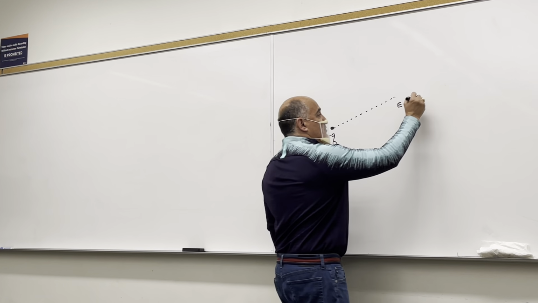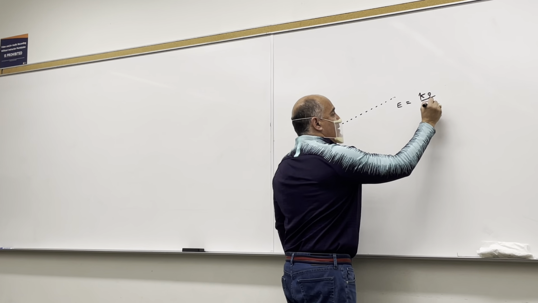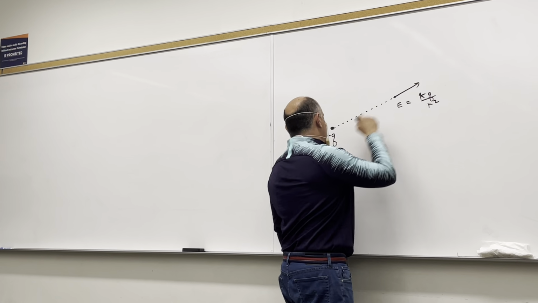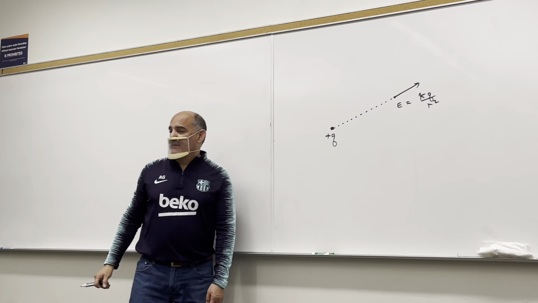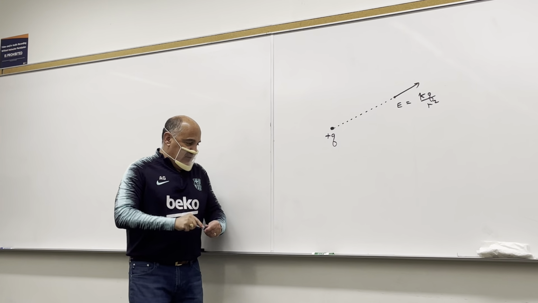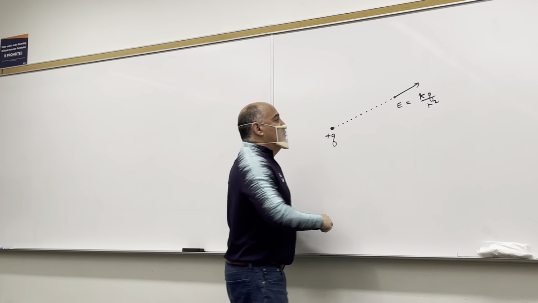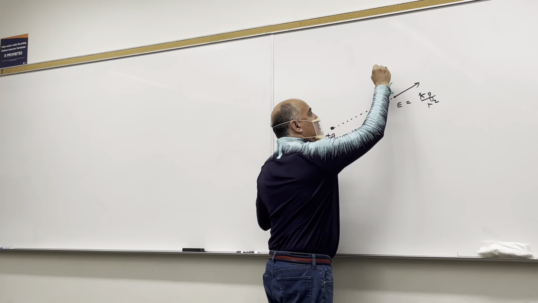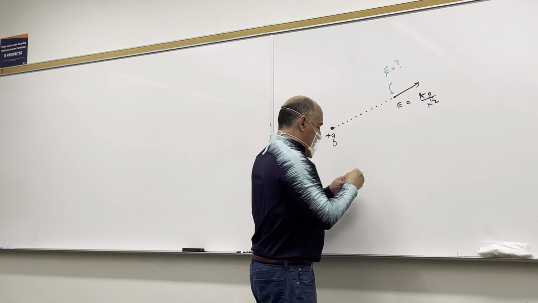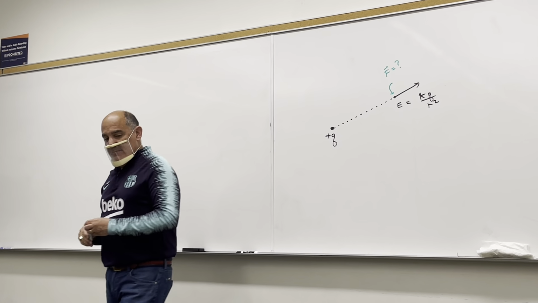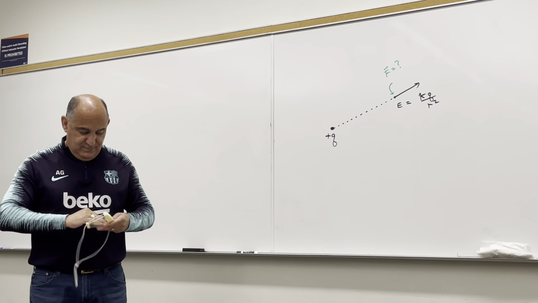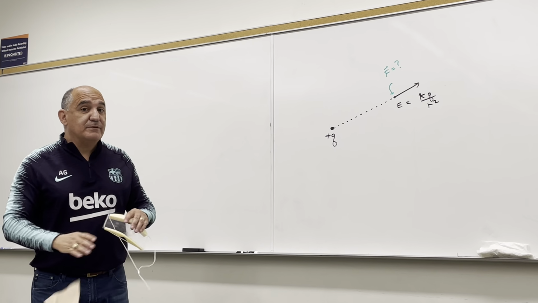kQ over r squared. And what's the direction? Away from it, right? Because I made this positive. Now, what if I ask you this? What's the force right there? What do you say? Depends on what?